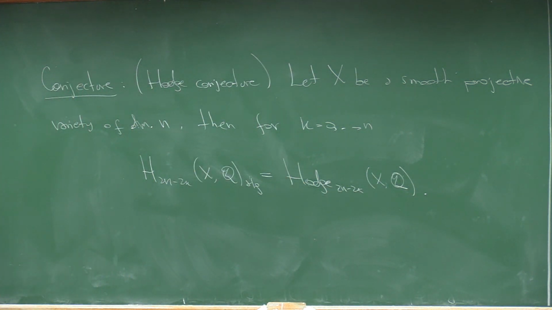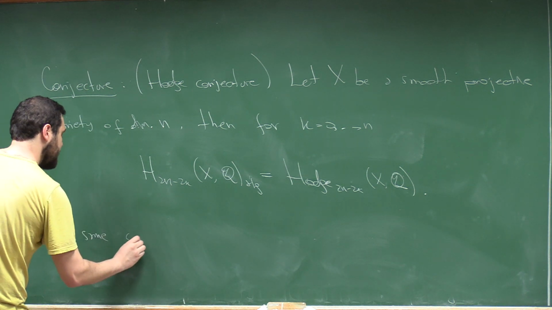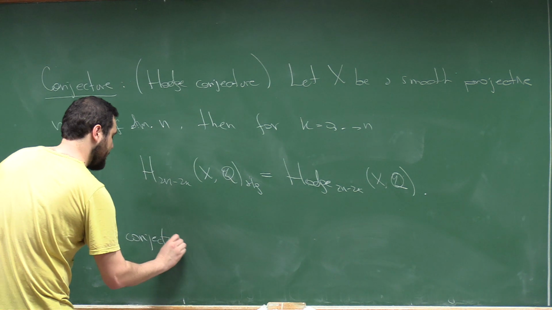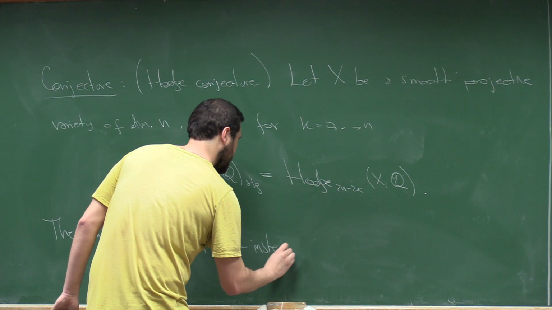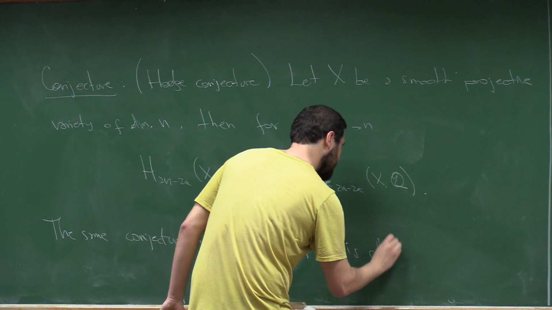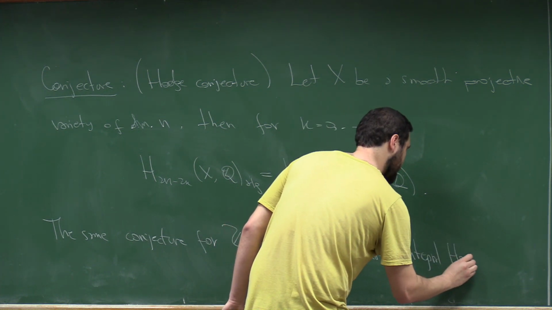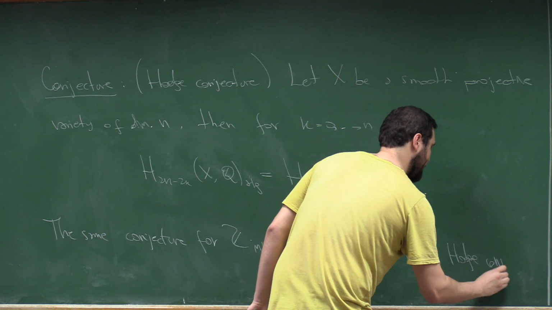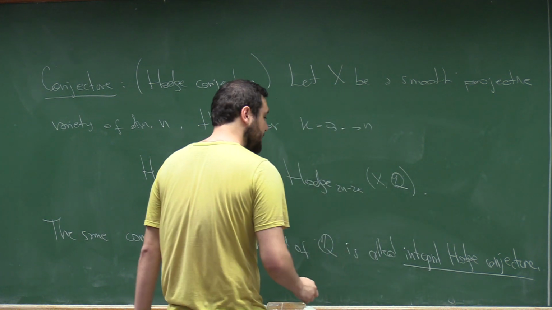Right, this is the Hodge conjecture. I mean, this is the Millennium Prize problem. And the same conjecture for Z instead of Q is called the integral Hodge conjecture. Okay, and it's known to be false.